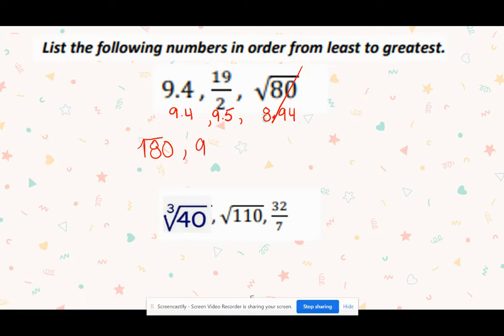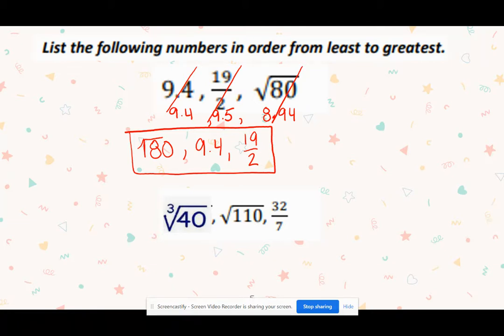9.4 comes next because 19 halves is technically 9.5. So these are from least to greatest, smallest to biggest. Remember, you want to use the original form. We're just using the decimals so that it's easier for us to compare, but we need to put it back in original form. We have the cubed root of 40.